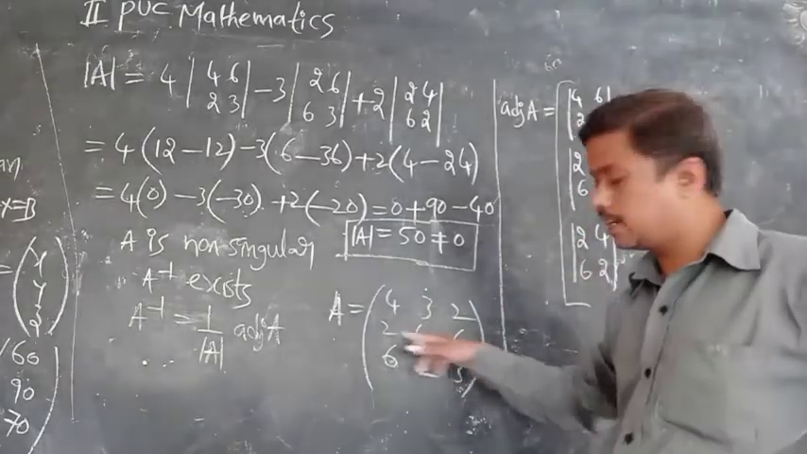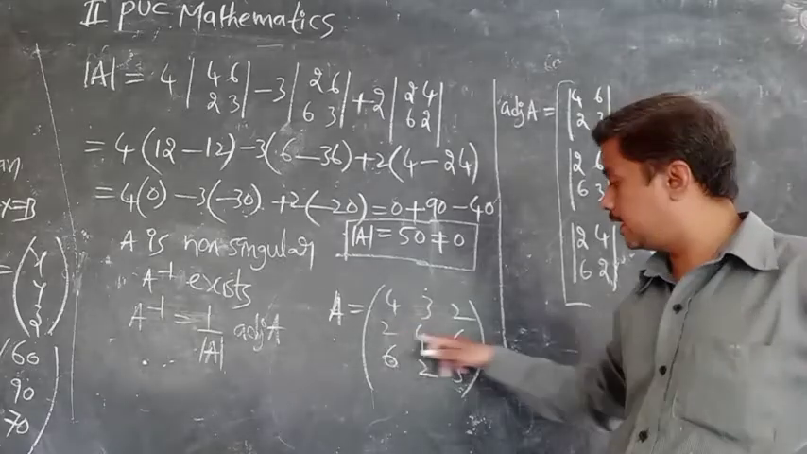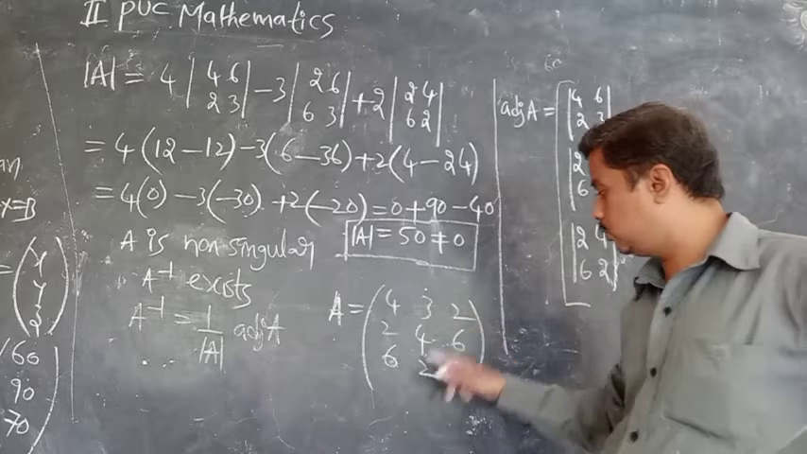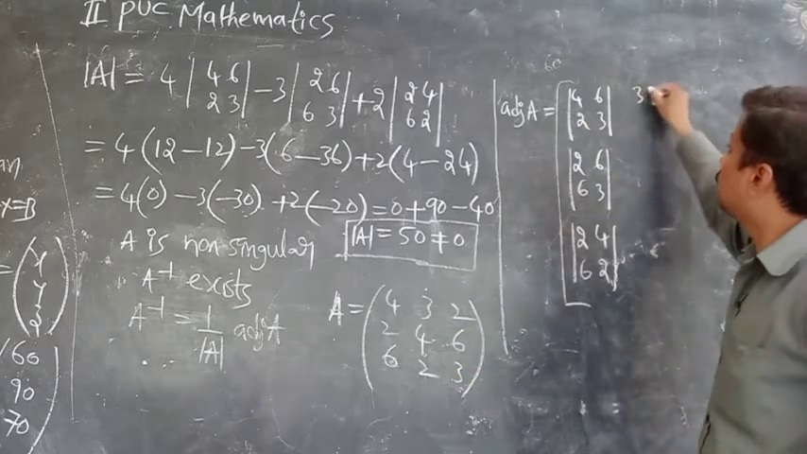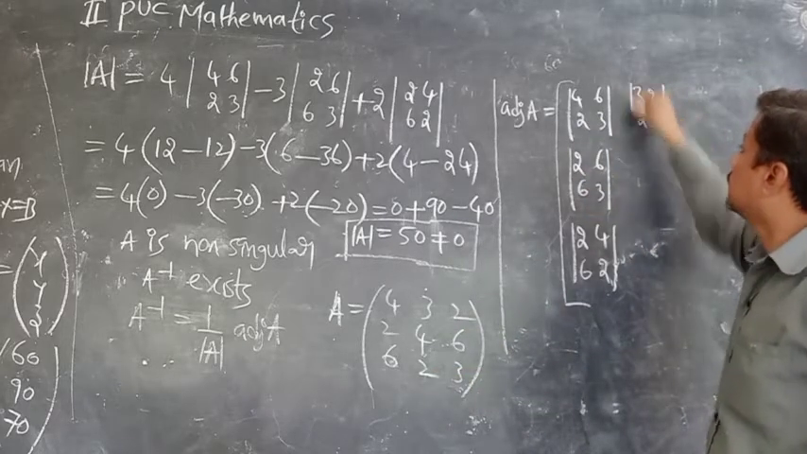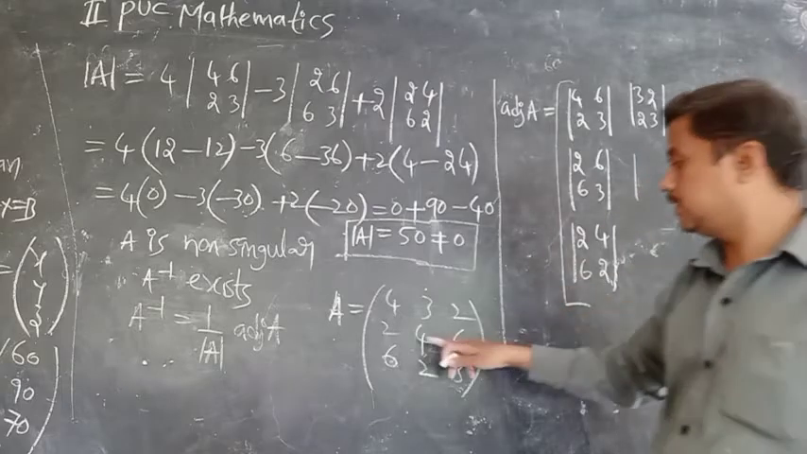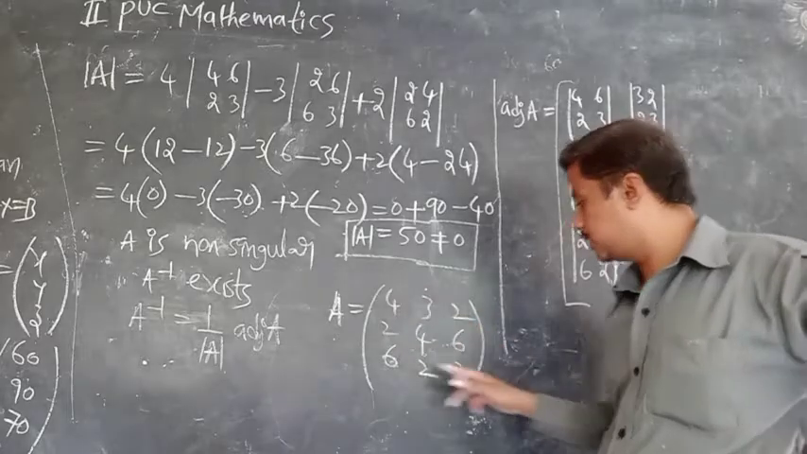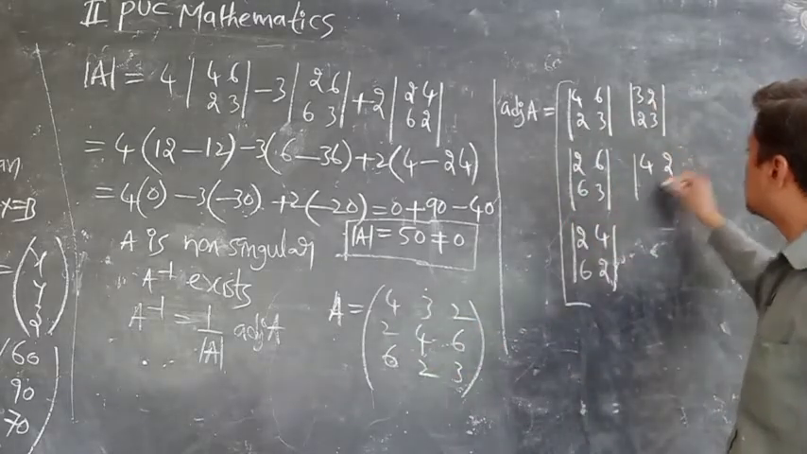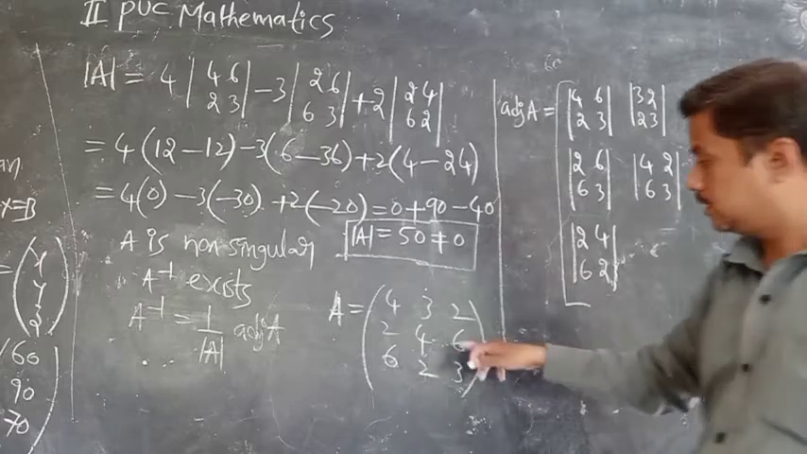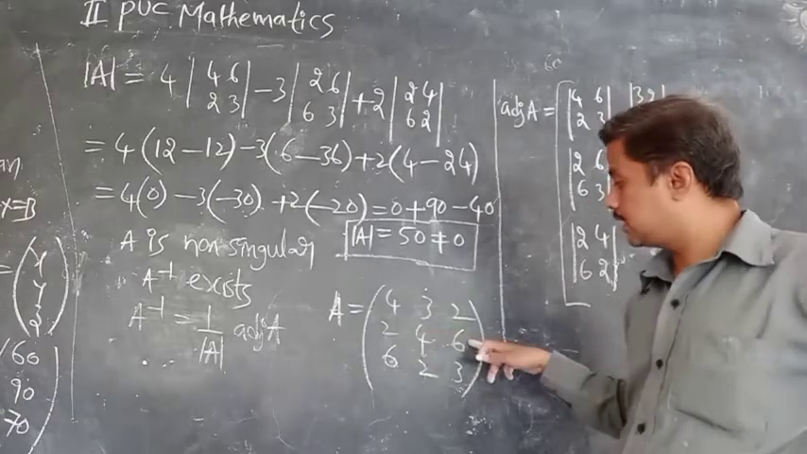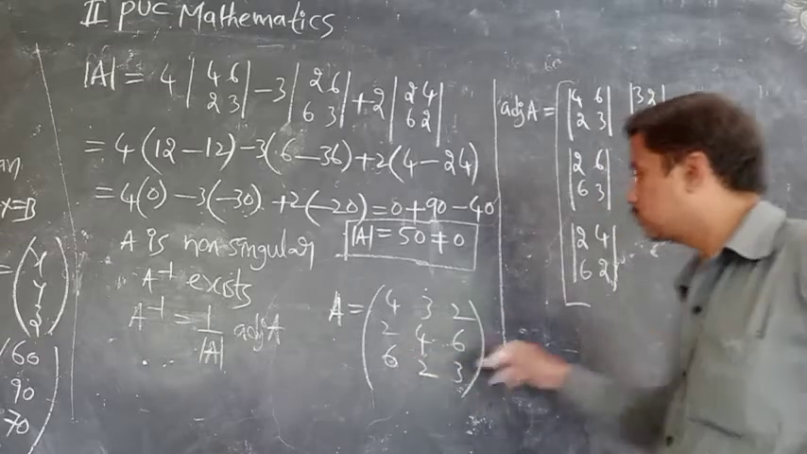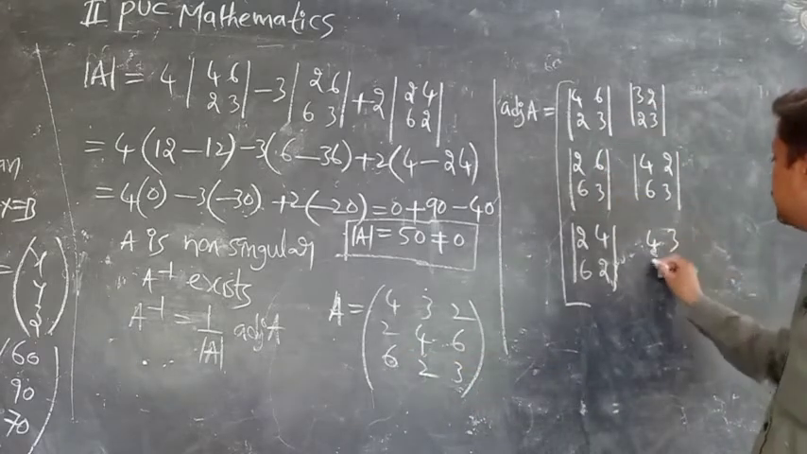Next we move to the second row. 2 lies in the second row, first column. So remove the second row, first column: 3 2 2 3. Next this one, 4, second row second column, eliminate: 4 2 6 3. Next this one, 6 lies in the second row, third column: 4 3 6 2.